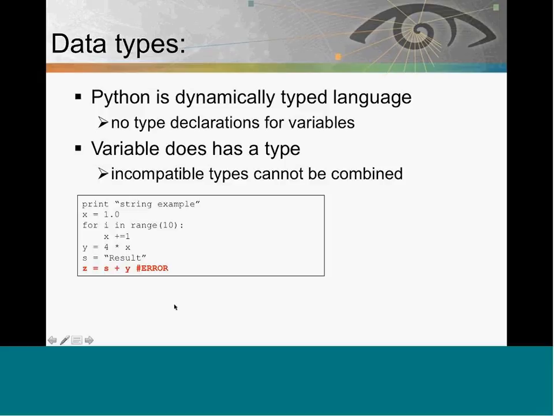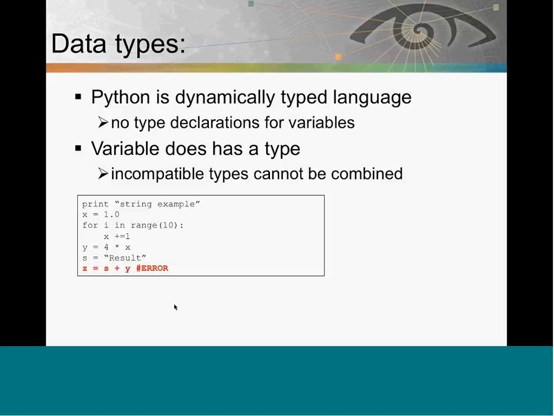In my first slide, I mentioned that Python is a dynamically typed language. That means if I say x equals 1.0, and in the next statement I say x equals a string, it is going to allow me to do that. That means now x is a string, though it was an integer. So it does have a type, and when you want to do some operation, the types should be compatible.